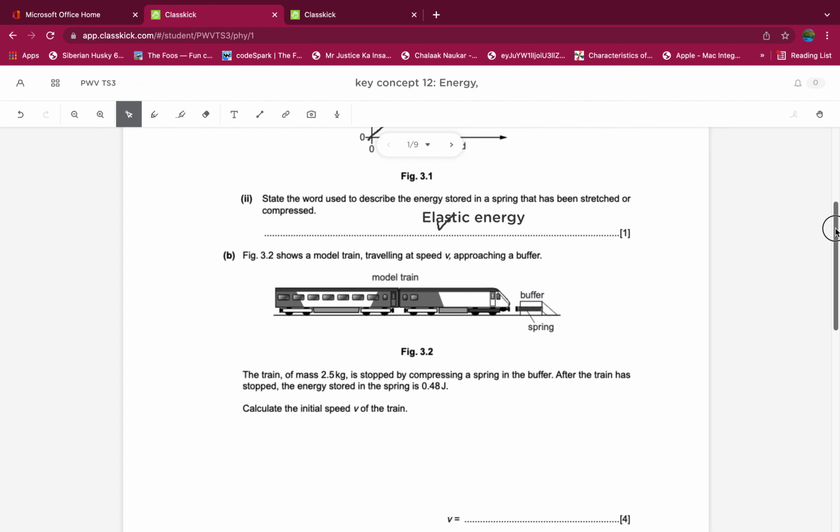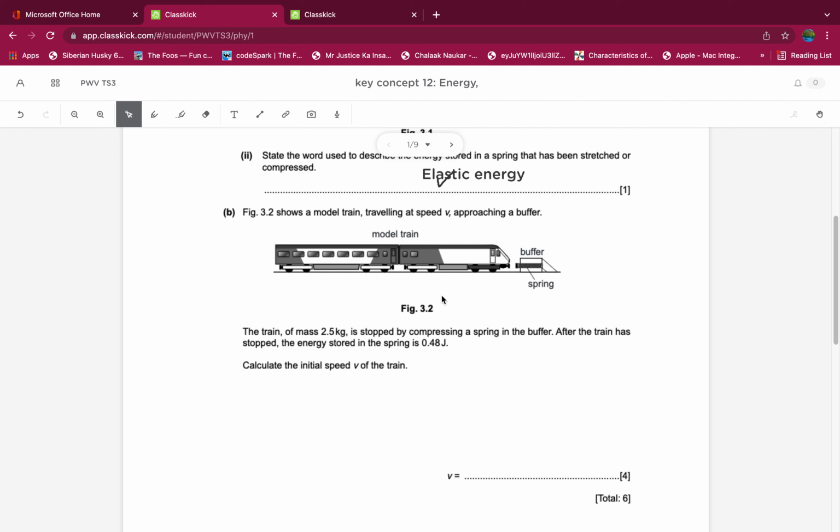Now you read the B part. It shows a model train. You can see that it's at a speed of v approaching a buffer. The train of mass 2.5 kg is stopped by compressing a spring in the buffer. After the train has stopped, the energy stored in the spring is 0.48 joule. Calculate the initial speed of the train. For that purpose, we will use the relation for kinetic energy.